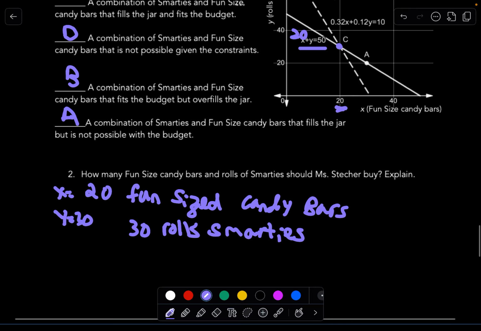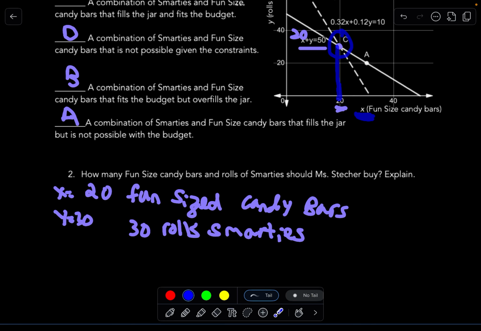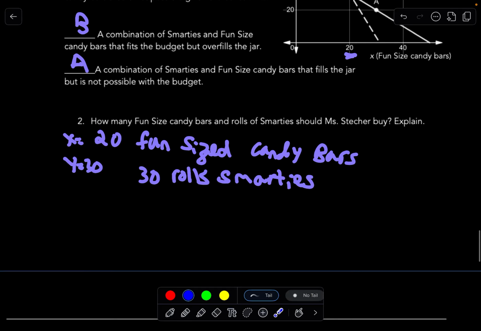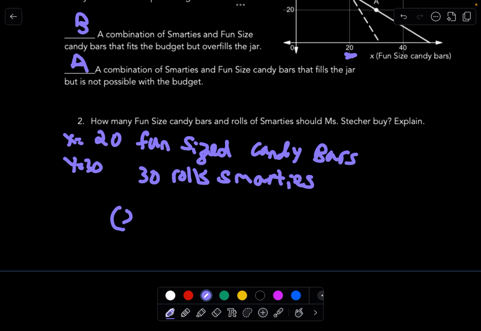Again, we can see from this graph, from this intersection point, that it's right here at x equals 20. So x is the fun-sized candy bars, so that tells you need 20 fun-sized candy bars. Well, if there's 20 fun-sized candy bars, then you know you have to have a total of 50. Obviously, it must be 30 rolls of Smarties. In other words, you can write the solution as an ordered pair (20, 30). And there you go. Because (20, 30) is on both lines.